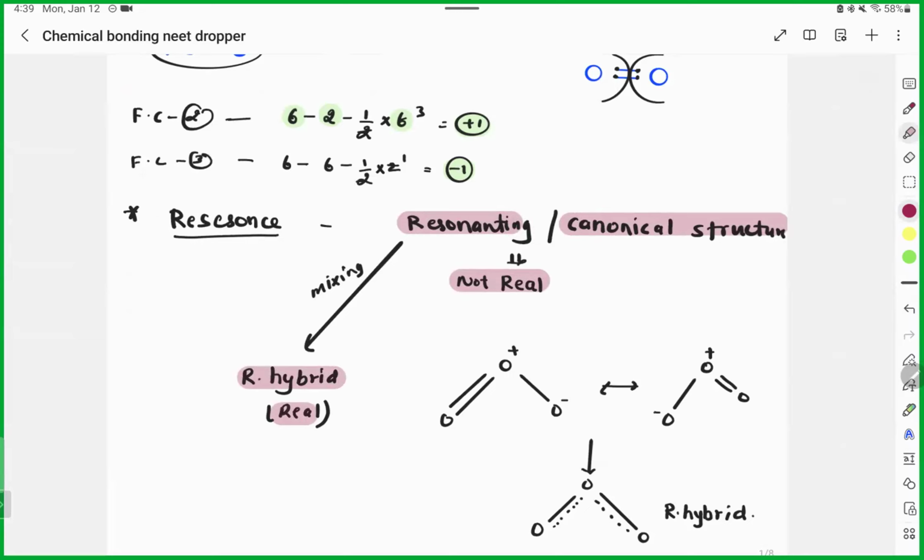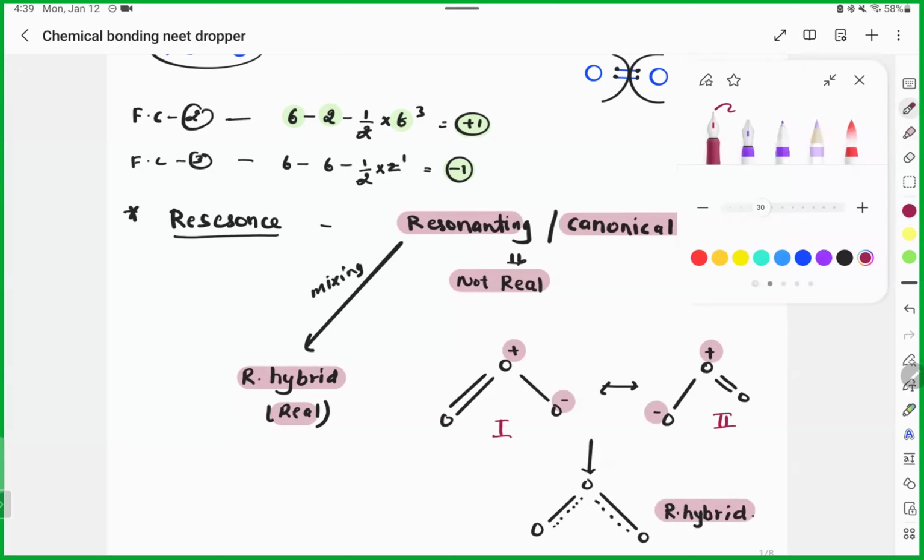Example, here the middle oxygen has a positive charge and the last oxygen has a negative charge. The opposite is in this situation. If you combine both of them, this is the resonance hybrid, the real structure. So how many resonating structures do you have? Only two. How? First resonating structure, second resonating structure. Okay. Any doubt?